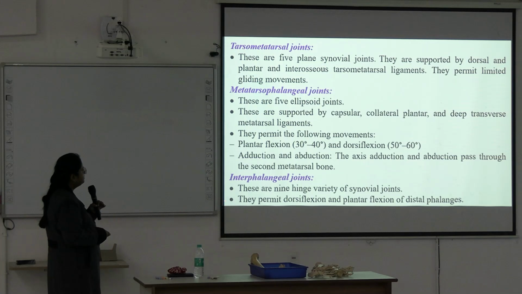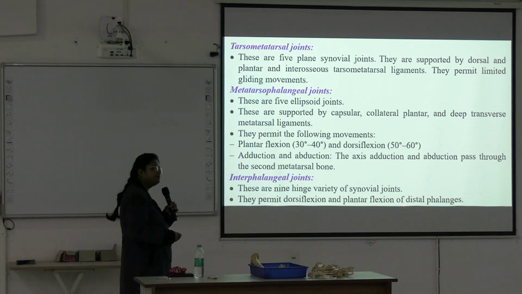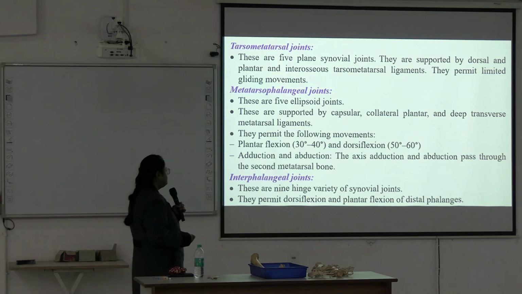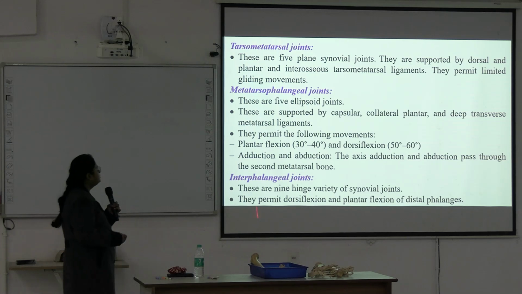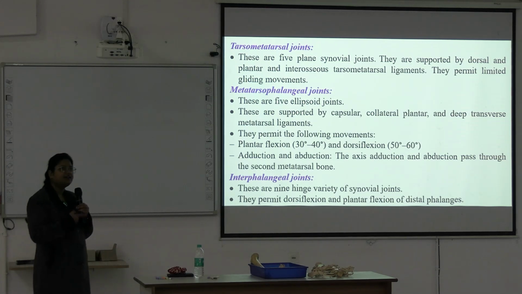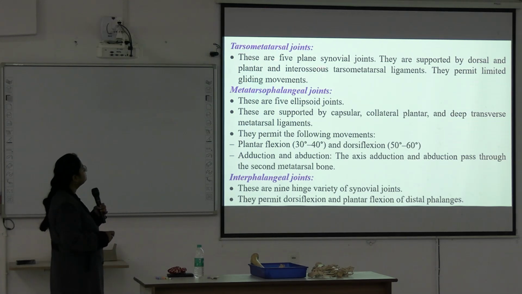Next we go to the interphalangeal joints. These are 9 hinge variety synovial joints. They permit dorsiflexion and plantar flexion of the distal phalanges. For this joint, you just need to know the name and type of joint. So the tarsometatarsal is plain synovial, the metatarsophalangeal is ellipsoid, and the interphalangeal is hinge.